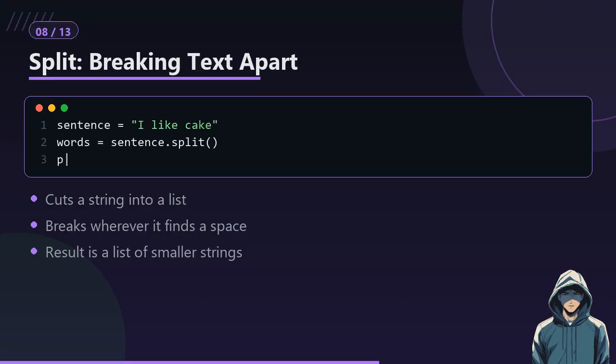Split is like snapping a candy bar along its grooves into separate pieces. By default it breaks the sentence apart at every space, giving you a list of individual words. So I like cake becomes 3 separate pieces, I, like, and cake, sitting in a list.